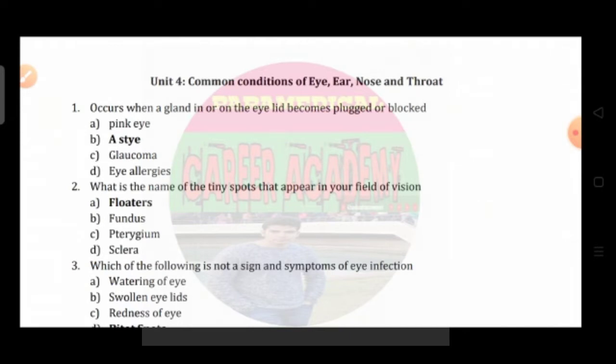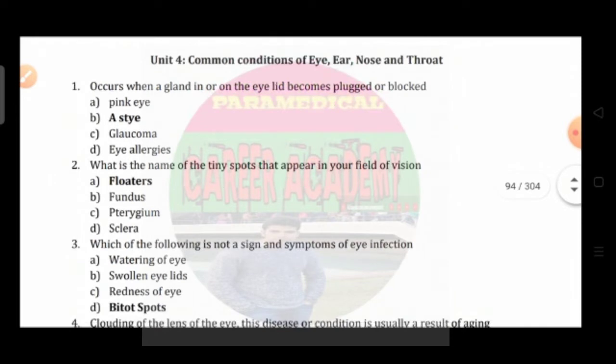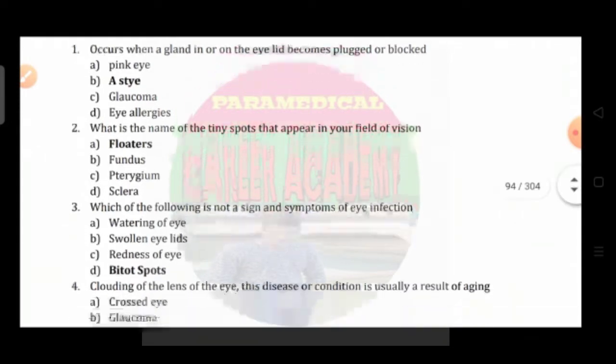Question number 1: ___ occurs when a gland in or on the eyelid becomes plugged or blocked. Option A, pink eye. Option B, a stye. Option C is glaucoma. Option D is eye allergies. So the correct answer is option B.